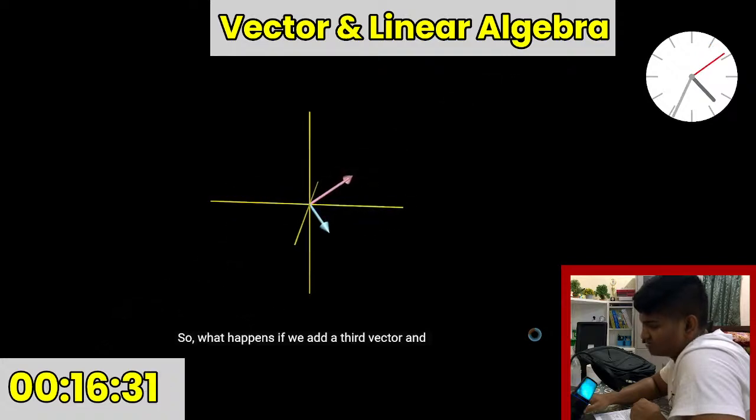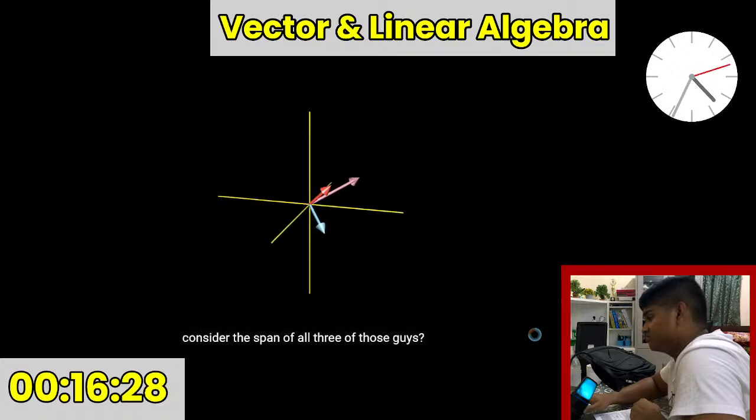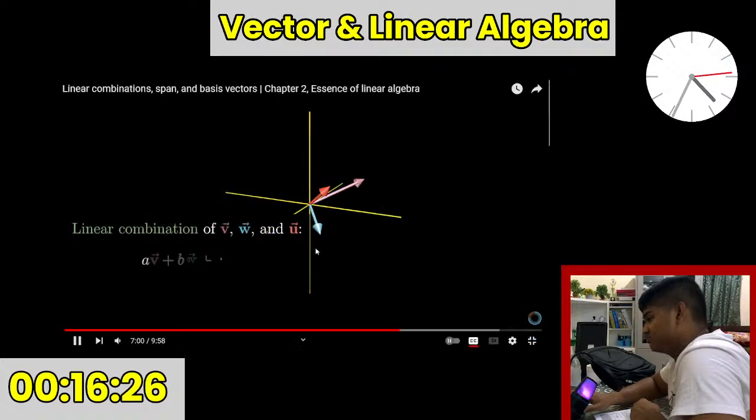So what happens if we add a third vector and consider the span of all three of those guys? A linear combination.